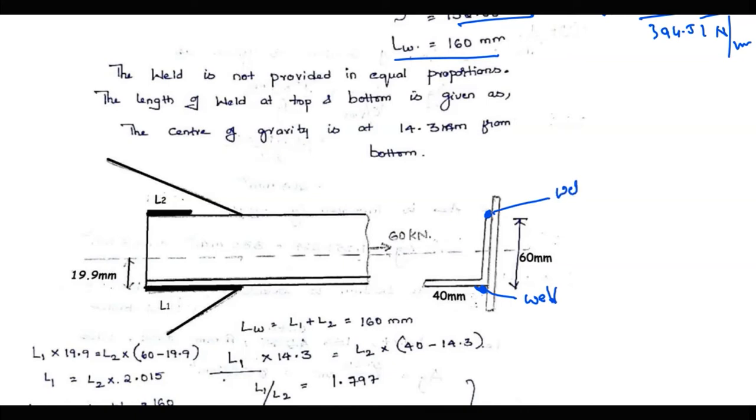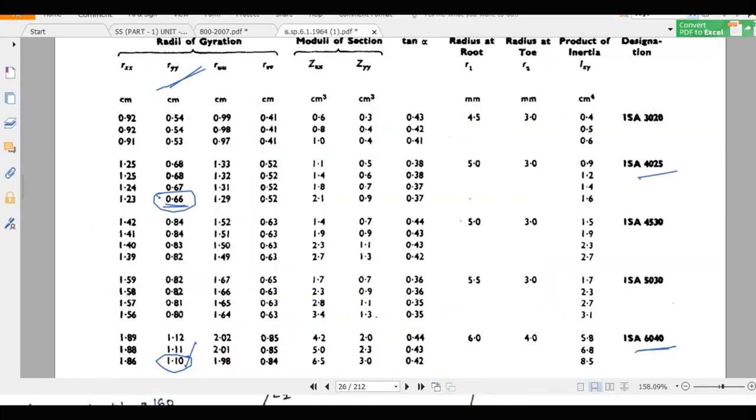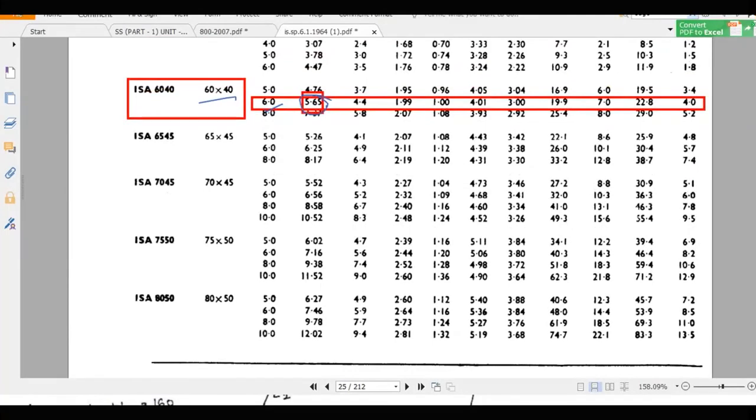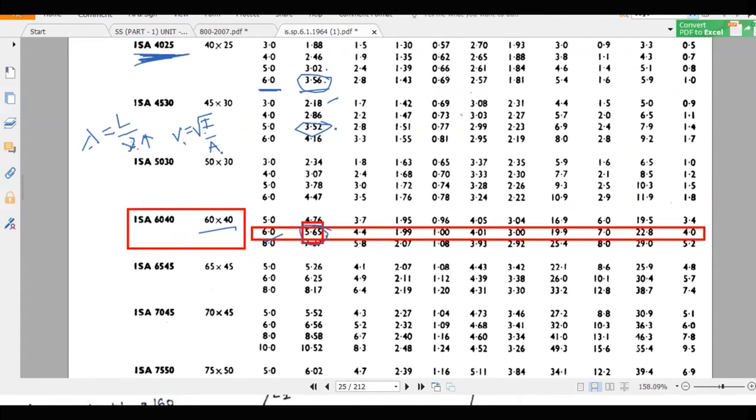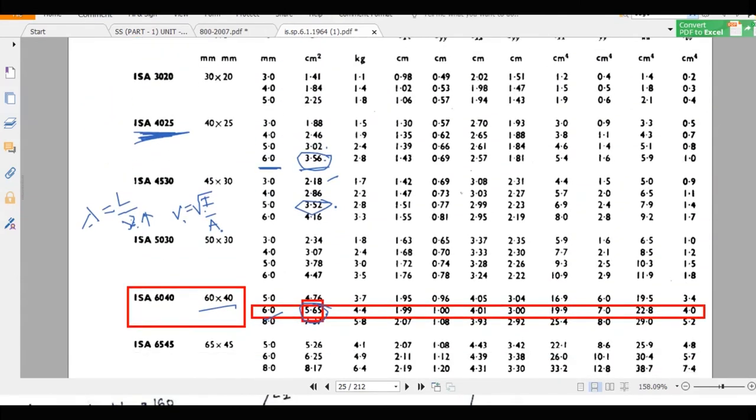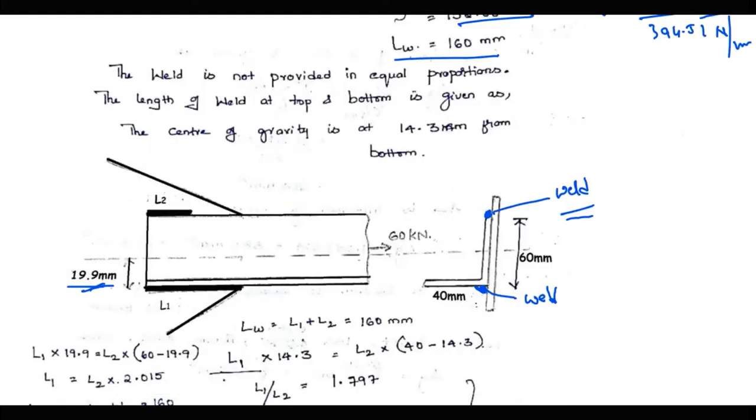and this is weld. Since it is an angle section, the centroid of the section is going to be at some distance from the bottom. Let me check it out. I got 19.9 as the centroid distance. Let me check, 19.1, is that correct? 19.9, yes, see here, 1.99 centimeter. So converting to mm, multiplying by 10, 19.9 is correct.